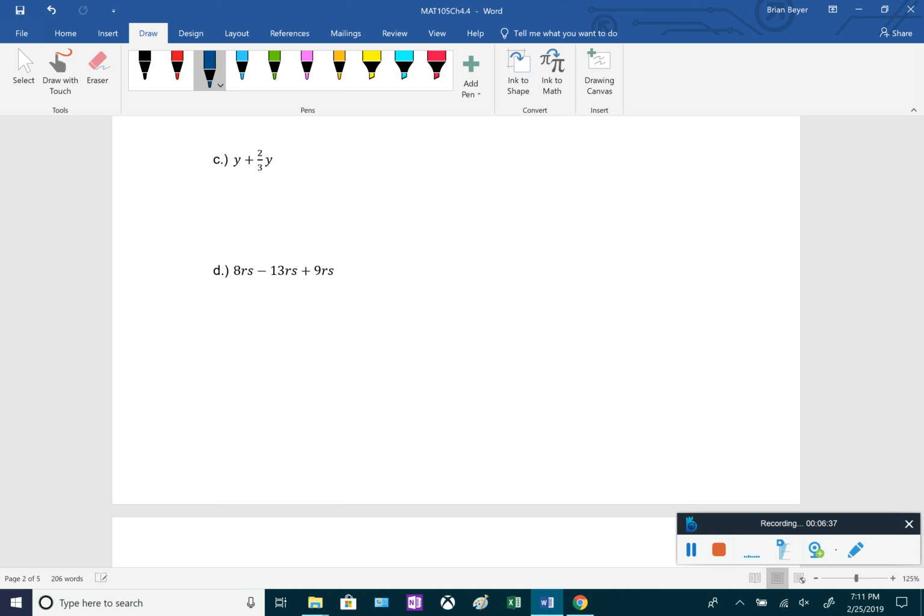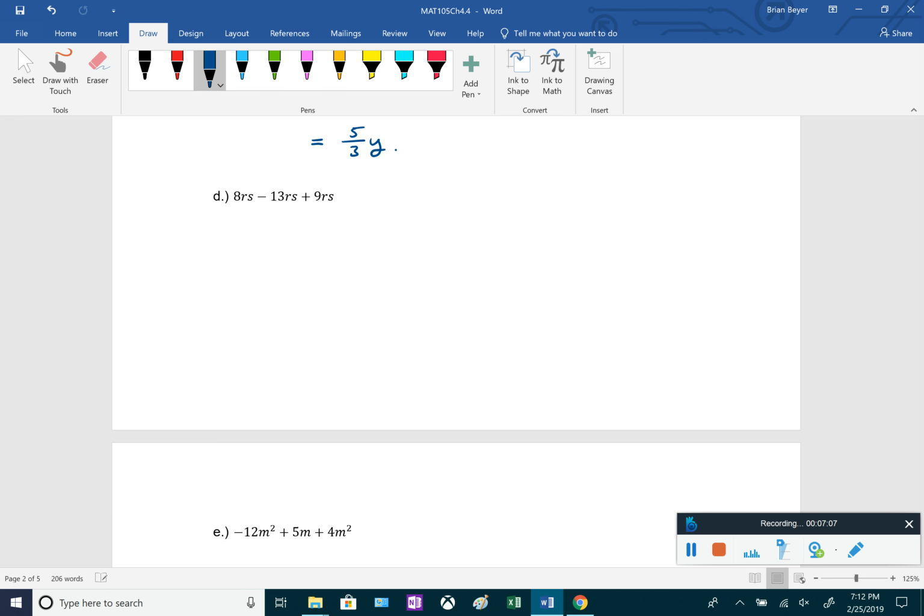Next one, we have y plus 2/3 y. So they're both y terms, so we actually have to get common denominators. The first one we're going to rewrite as 3 over 3y, so 3 over 3y plus 2 over 3y, so that we can get those common denominators. We're just adding fractions here because there was a 1 there. So 3 plus 2 is 5, so that's 5/3 y.